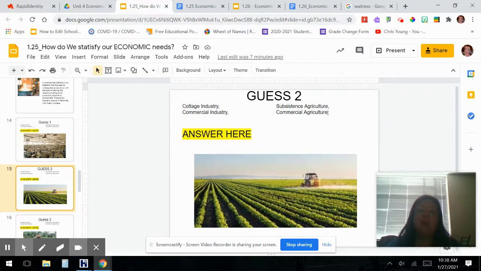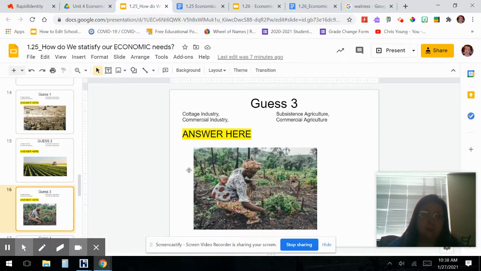This one, are they making something or are they growing something? Is this going to be small where it just feeds one family, or is this big where this is going to feed a lot of people? Same here. This lady, she has her little baby helping her out. Is she making something or growing something? Is she making a lot of something or is she making just a little?